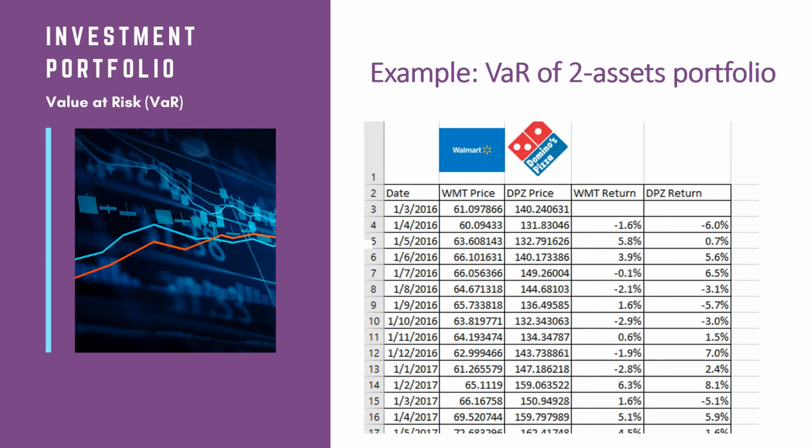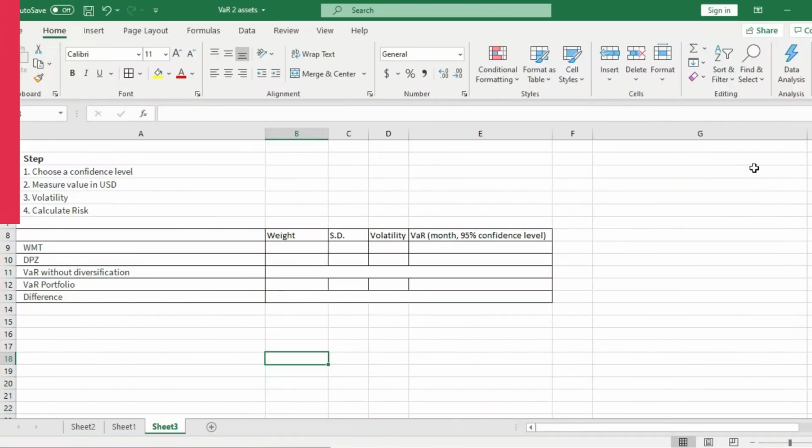Now let's go to our Excel sheet and illustrate the value at risk on a 2-asset portfolio. Well, we are here on Excel and we are ready to compute the value at risk for our 2 assets portfolio. So let's begin with the first step.